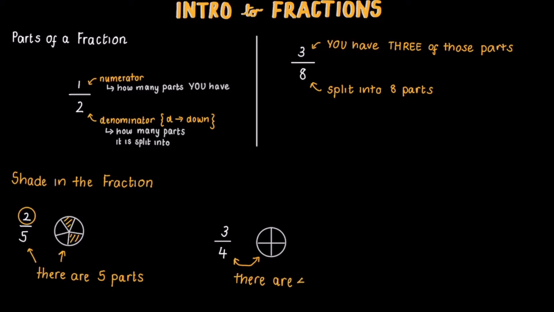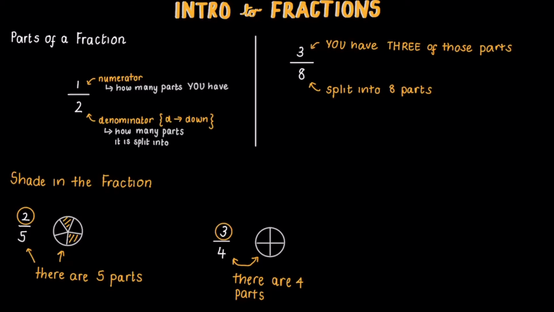which again matches the number in the denominator, the bottom number. So now we just need to shade in how many of those parts are for us. And as we can see, it's 3/4, so we need to shade in 3. Again, as we said, you can shade in any of those parts, just make sure it's 3 and only 3.